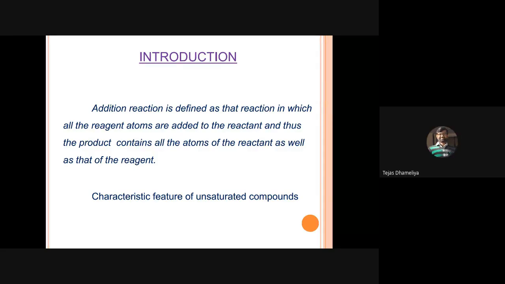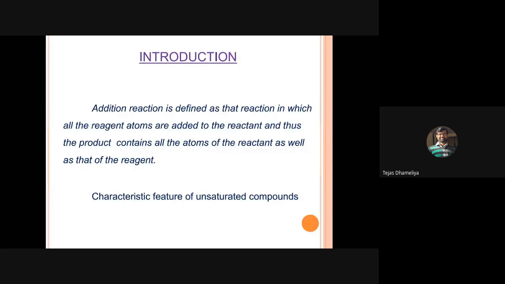Okay, so hello everyone. Here we are going to learn from whatever we have covered in the last class. So last class was basically on addition reactions. What are these addition reactions? Basically, the characteristics of carbon-carbon double bonds.